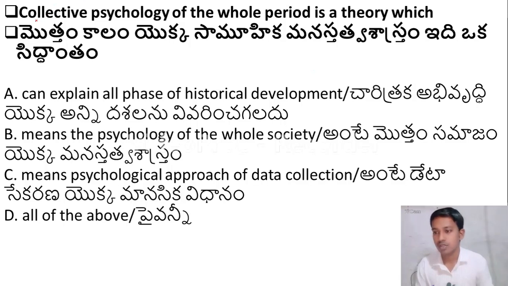The next question is, collective psychology of the whole period is a theory which option A, can explain all phases of historical development, option B, means the psychology of the whole society, option C, means psychological approach of data collection, option D, all of the above. The right answer is option A, can explain all phases of historical development.